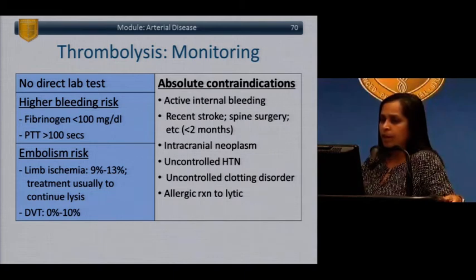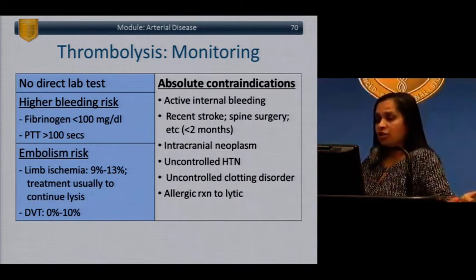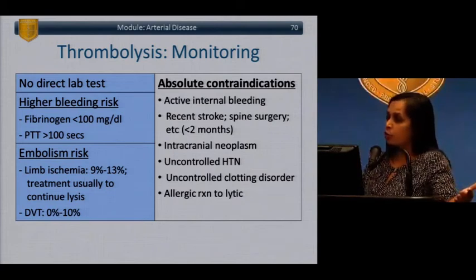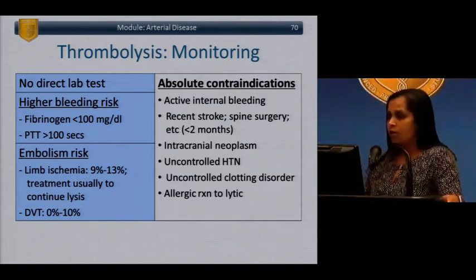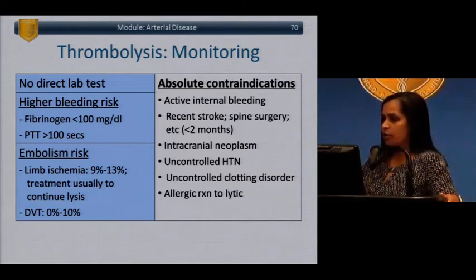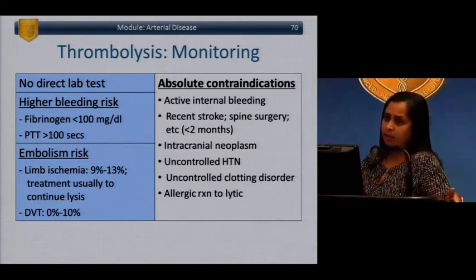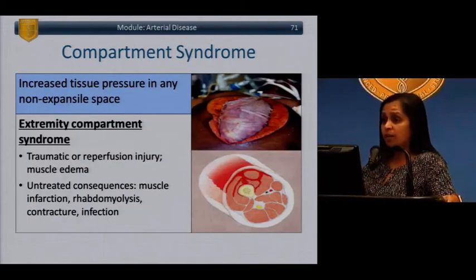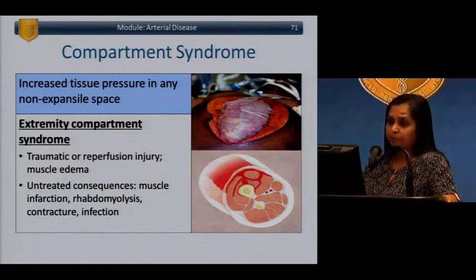lytic agent. Absolute contraindications to thrombolysis, important to know: any active internal bleeding, a recent stroke, recent spine surgery, intracranial neoplasm, uncontrolled hypertension, any kind of clotting disorder, and allergic reaction. The relative contraindication to consider is the patient cooperation that's required to do these kinds of procedures. The patient does have to lie still for a prolonged period of time on bed rest.